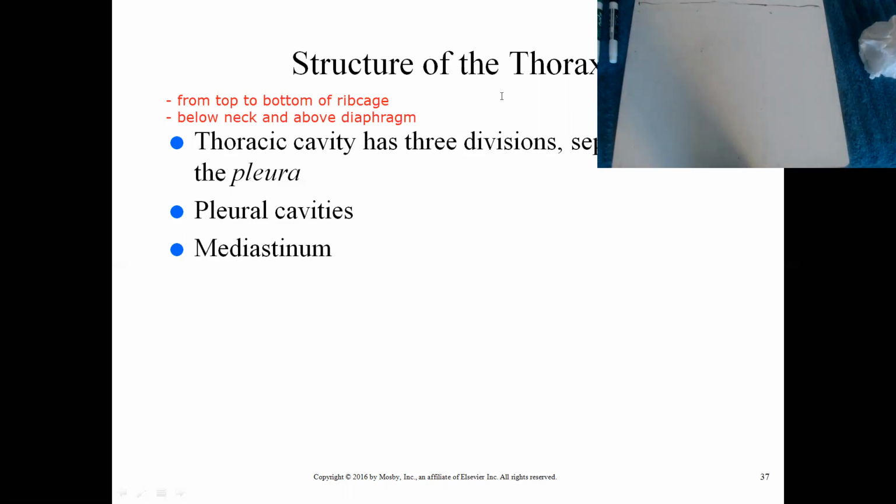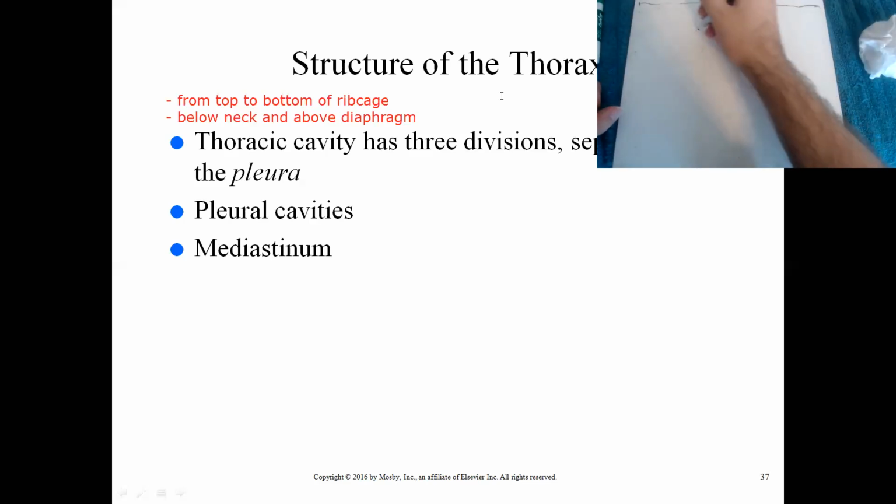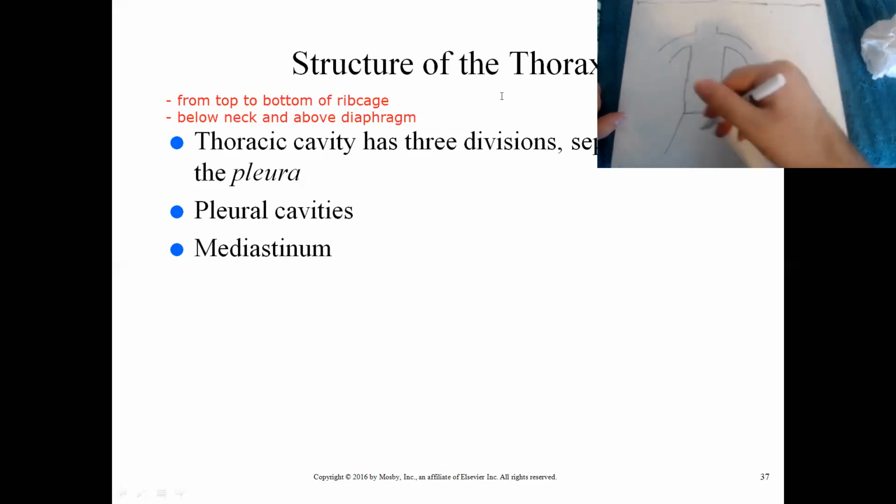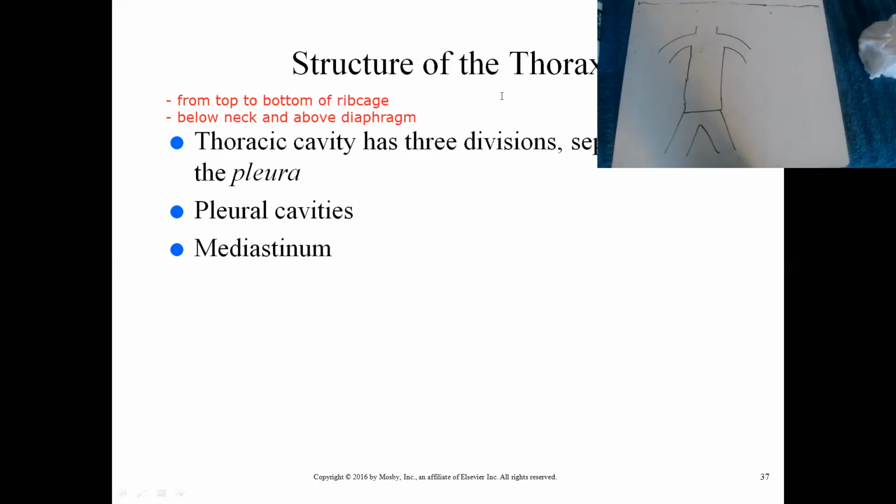So let's see. Start with black, I guess. So I'm going to draw out very roughly the front of a person. That'll be the neck. Some arms. And some legs. Okay, there's a person.